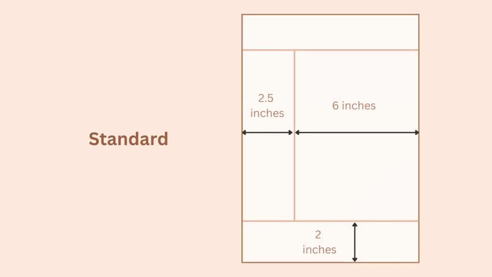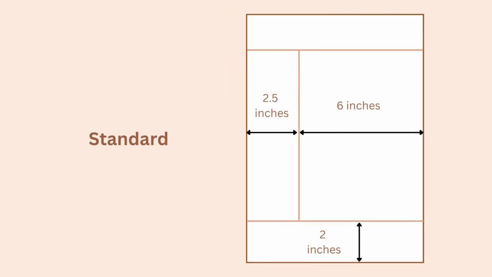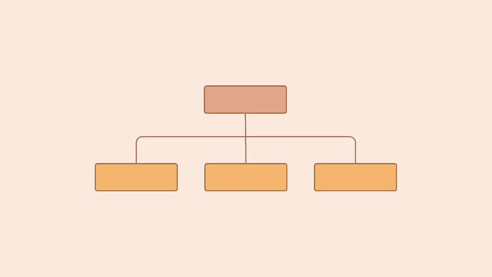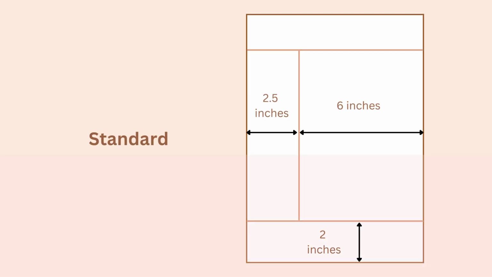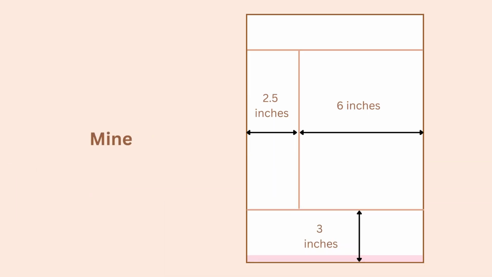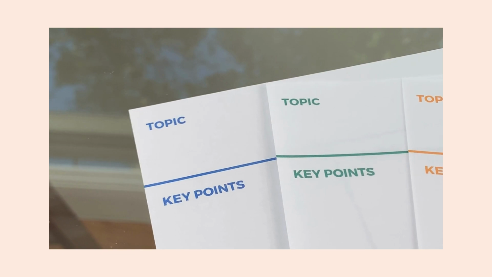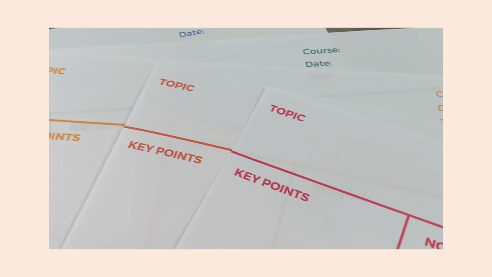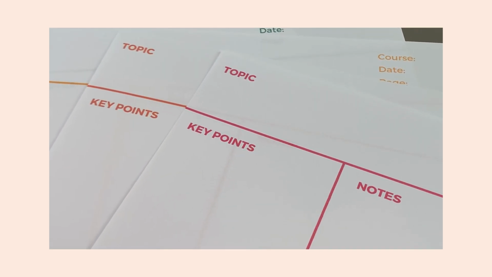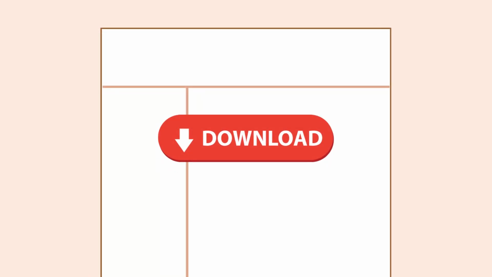This is the standard size of Cornell note-taking template. But for me, I like using diagrams to help me summarize and memorize what I've learned. Thus, I make the summary section a bit bigger than the standard one. You can do the same if you want. In addition, you can also use different colors for different courses. The template is available for download. Feel free to check the description box below.